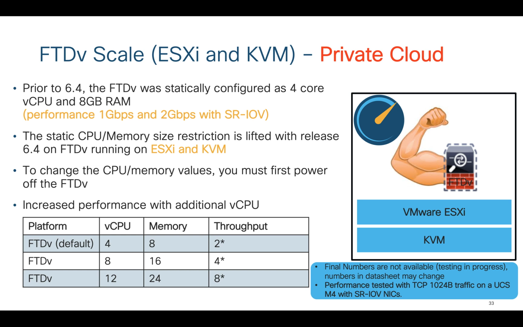In order to increase throughput, you just need to shut down your FTDv, add more vCPUs, and switch it back on. Okay, so it is really simple. If you need more throughput, switch it off, add more vCPUs, switch it back on.